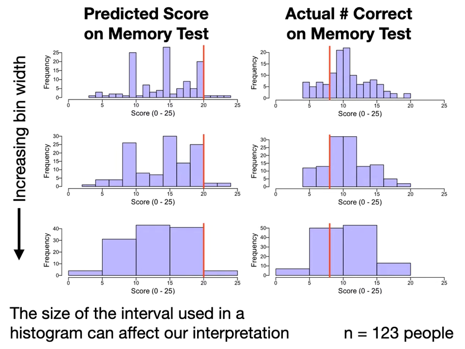Okay, on this slide, I'm showing you 2 columns, and we've got the same data represented in each column. So we've got 3 histograms showing you predicted scores and 3 histograms showing you actual scores. Same data in each case, but I'm showing you what happens when you change the bin width, right? As we go down the page, we're using bigger and bigger bins. And you can see how it really changes your perception of the data. When you get down to these really big bins, you totally lose sight of the fact that we've got this multi-peak distribution. So the size of that interval can affect our interpretation as a reader. And so it's important to consider that.